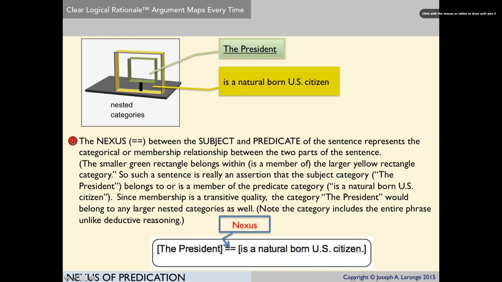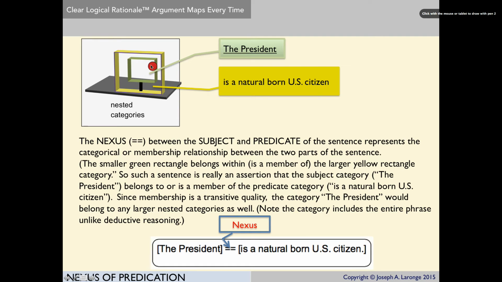Now this nexus, which has an almost mysterious quality, is the nexus between the subject and the predicate of the sentence, and represents the categorical or membership relationship between the two parts of a sentence. So here, for example, up above, the smaller green rectangle belongs within, or is a member of, the larger yellow rectangle category. So in the sentence, the president is a natural-born U.S. citizen, this nexus in a sense is saying, by putting the subject phrase and predicate phrase into a single sentence, that the category the president is a member of is a member of the next category, which is the predicate phrase. It belongs to this, which is a natural-born U.S. citizen.